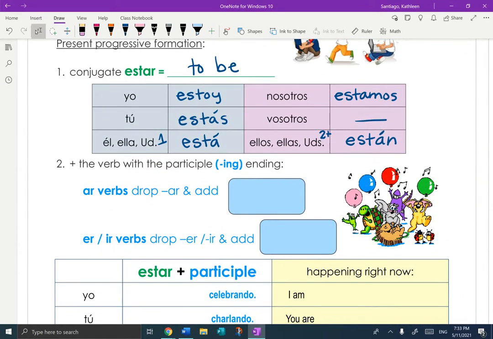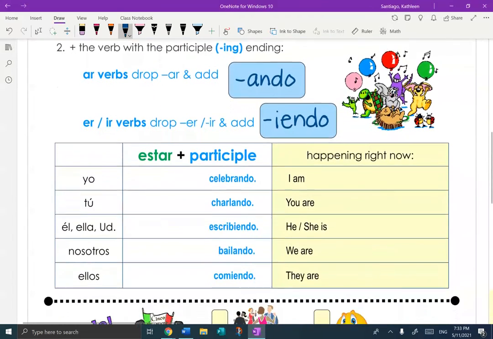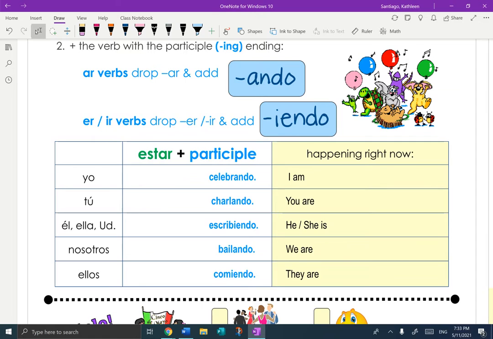Part two is to add the verb with the participle or the ing ending. AR verbs, you're going to drop off the AR and add in the ending ando. For the ER and IR verbs, you're going to drop the ER or IR ending and add in yendo. Ando, yendo. So let's practice and see how this works. So estar plus the participle, and let's see if we can figure out what it's saying.